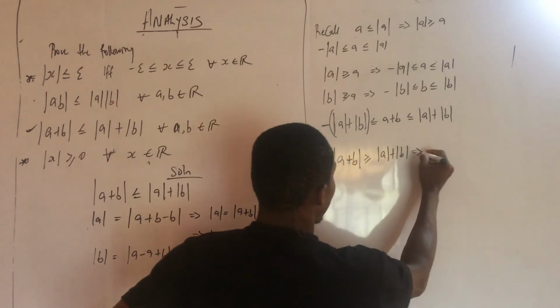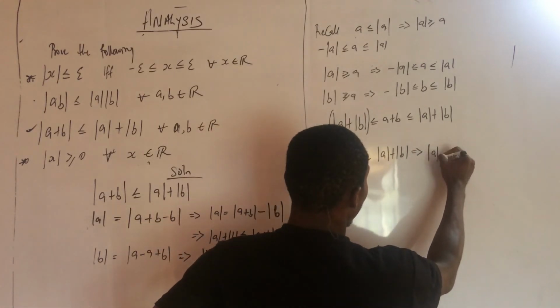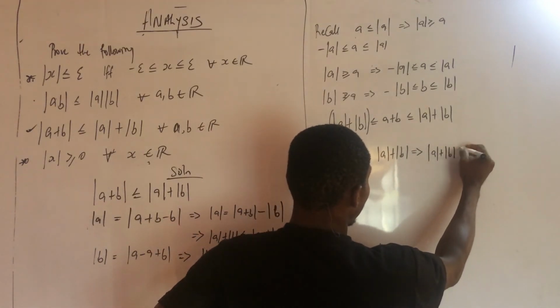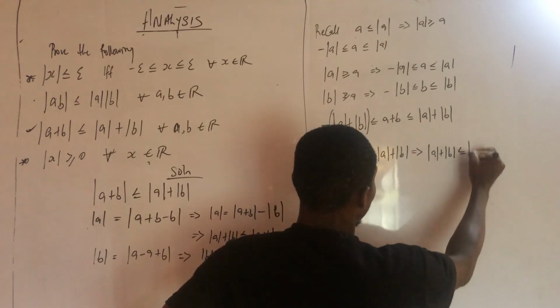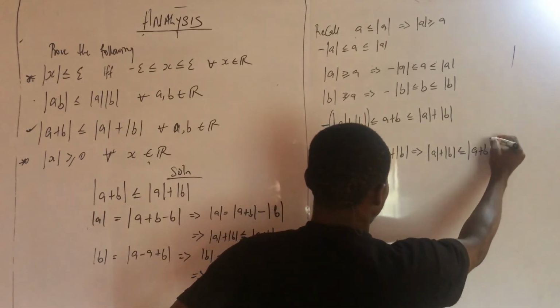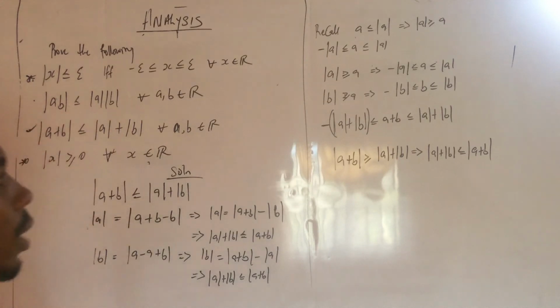Which also implies that the absolute value of a plus the absolute value of b is less than or equal to the absolute value of a plus b. So now, I want you to check which one is correct between the two of them.